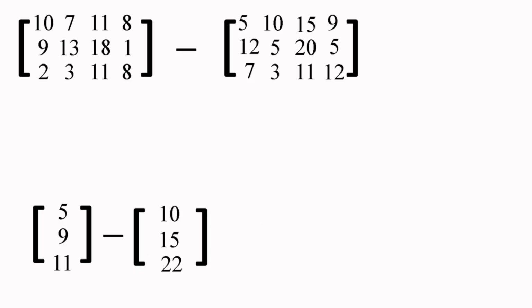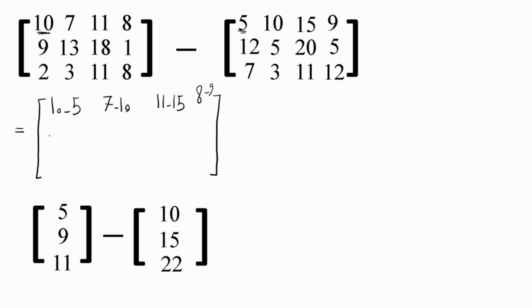Here we have two matrices and we want to subtract them. I told you, you must subtract corresponding elements. The corresponding of this element in the next matrix is this one. So what am I going to have? I'm going to have 10 minus 5. Here I'm going to have 7 and 10, so I'm going to have 7 minus 10. For this one, I'm going to have 11 minus 15 and 8 minus 9.